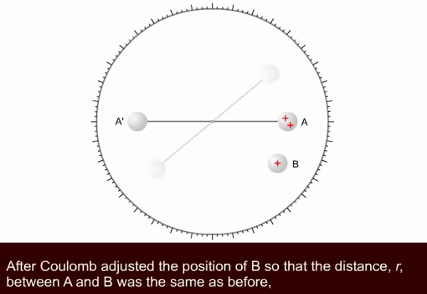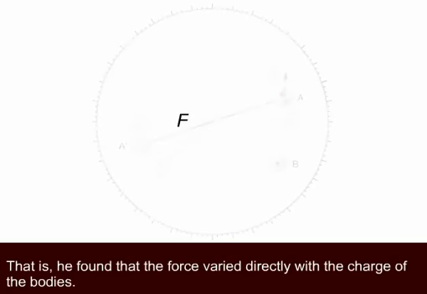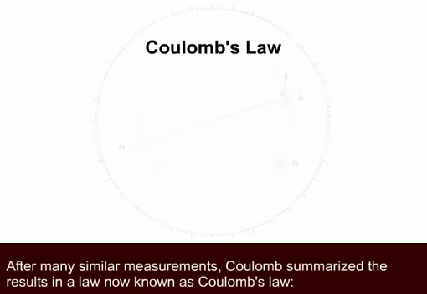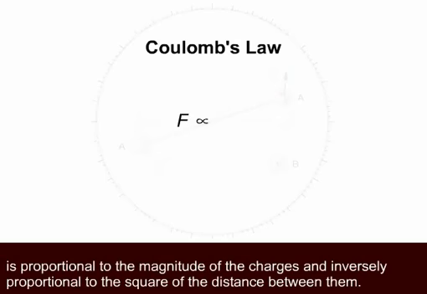After Coulomb adjusted the position of B so that the distance r between A and B was the same as before, he found that the force between A and B was half of its former value. That is, he found that the force varied directly with the charge of the bodies. After many similar measurements, Coulomb summarized the results in a law now known as Coulomb's law. The magnitude of the force between charge QA and charge QB, separated by a distance r, is proportional to the magnitude of the charges and inversely proportional to the square of the distance between them.